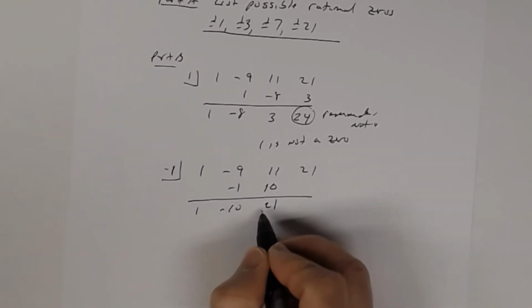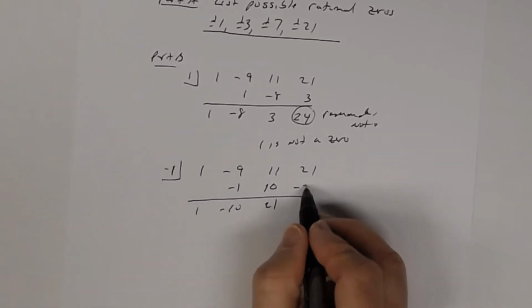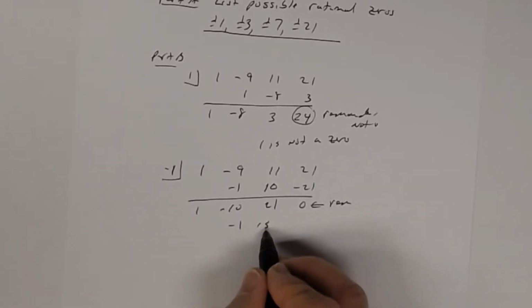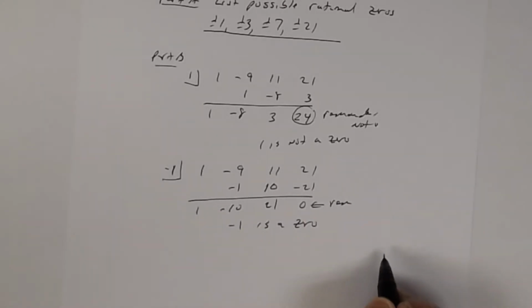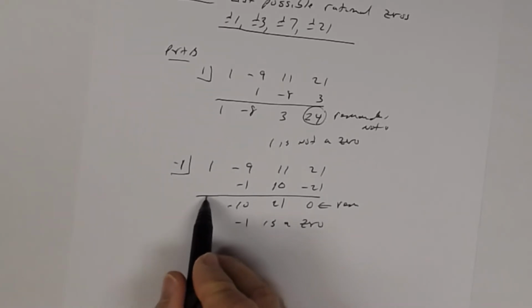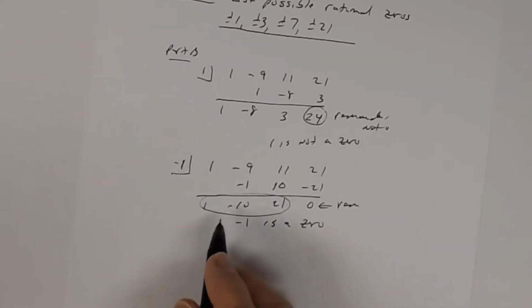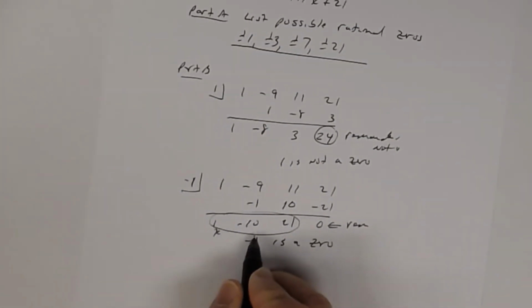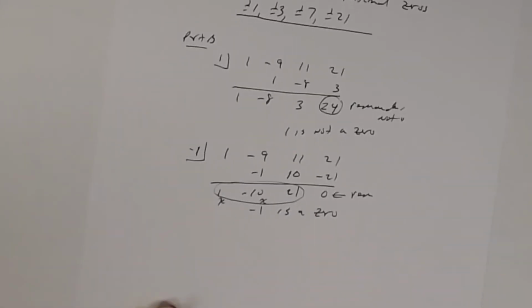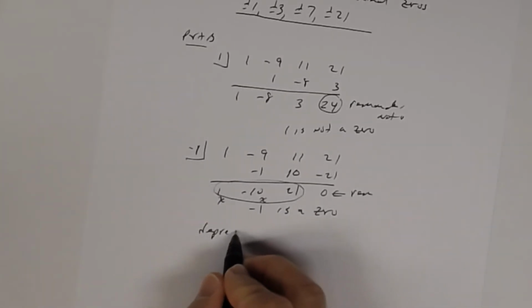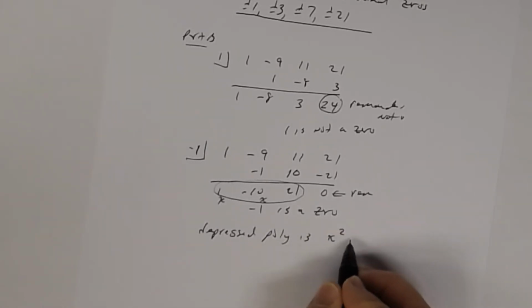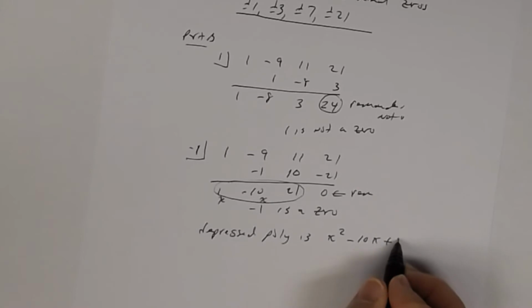Add, you get 21. Multiply -1 times 21 is -21, and notice I get 0. So there's your remainder, so that means -1 is a 0. Okay, so now my quotient, or the depressed polynomial. Remember, this was cubic, so that means this is going to be quadratic: x squared, x, and your constant. So my depressed polynomial, or your quotient, is x squared minus 10x plus 21.